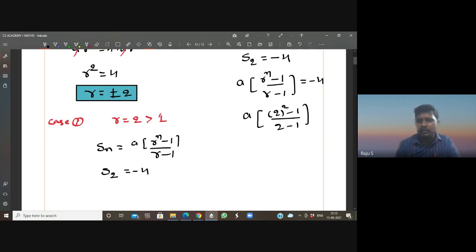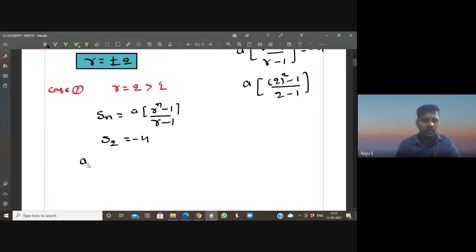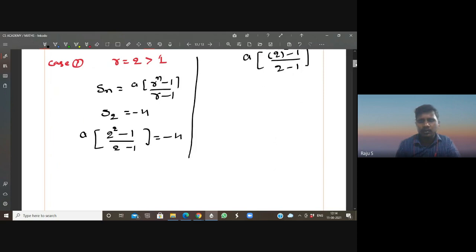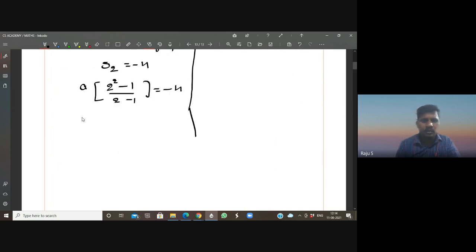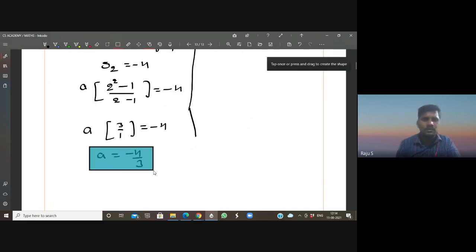minus 4. Now in this case, a into, substitute the R value here, R value is 2, to the power of 2 minus 1 by 2 minus 1, this is equal to minus 4. Now simplify, what is the a value? 4 minus 1, 3 by 1 is equal to minus 4. So the a value we got is minus 4 by 3. Right, students? This is the first value.